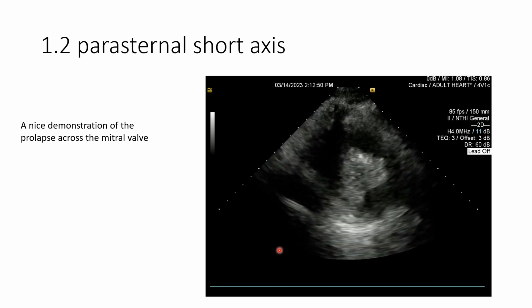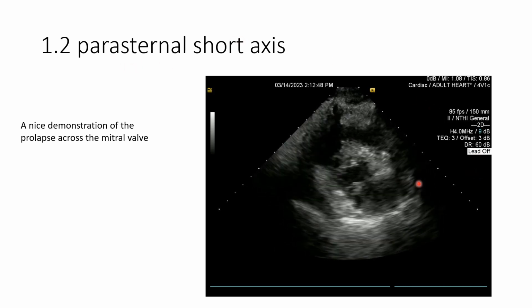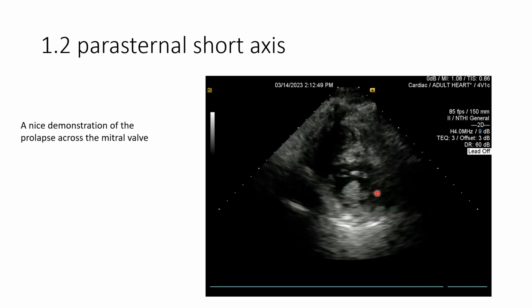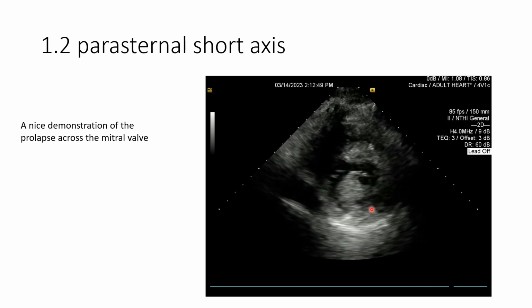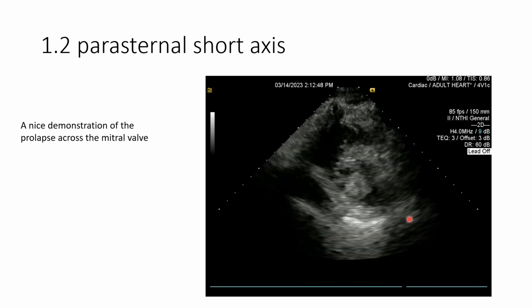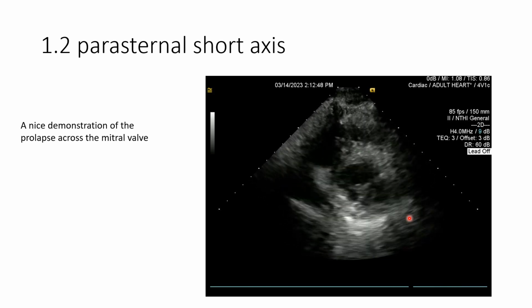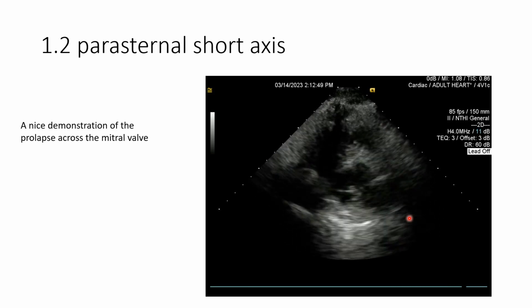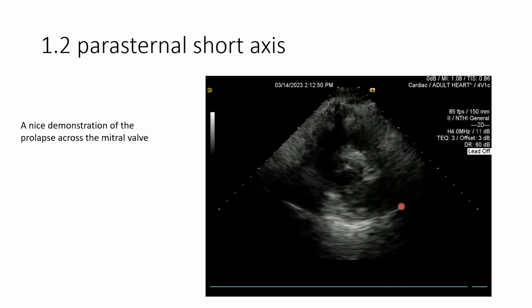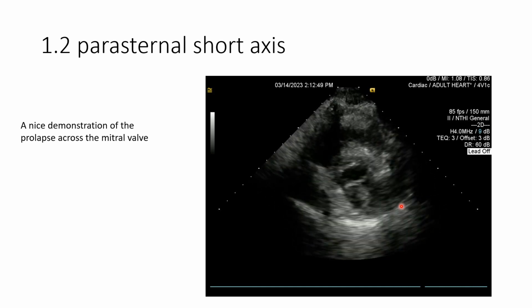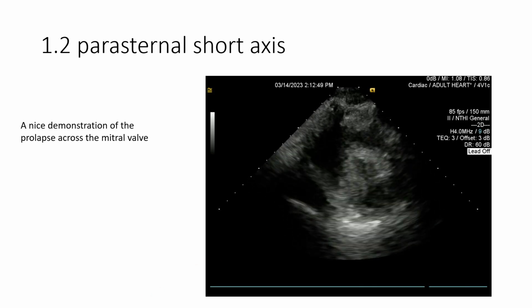After seeing the parasternal short axis view at the level of the mitral valve, we can see that there is temporary prolapse of the myxoma across the mitral valve. The prolapse of the myxoma across the mitral valve is probably the reason why the patient gets dyspnea, by causing mitral stenosis, and syncope when it completely obstructs the flow.